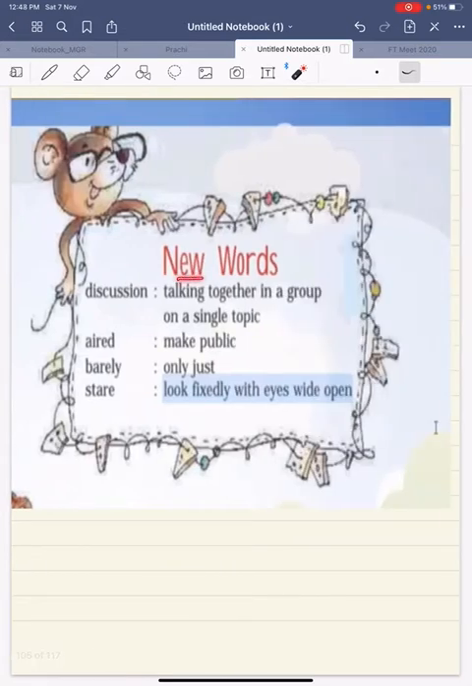Now let's come to the new words. Discussion. Discussion means talking together in a group on a single topic that we usually do in all our classes and all the subjects. Aired. Aired means make public, to tell others. Barely. Only just. Or you can say barely means very few. Stare. Stare means look fixedly with eyes wide open. Looking in a direction, looking to a point continuously.